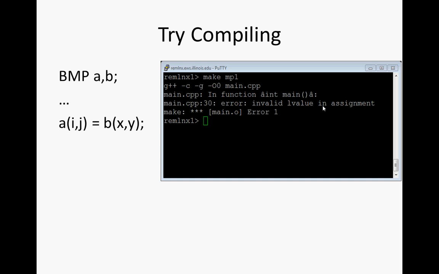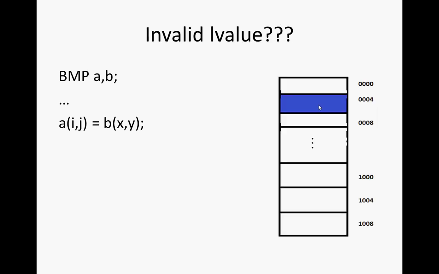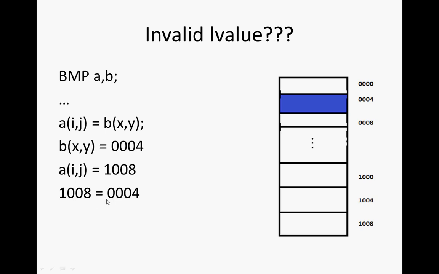So let's try and figure out what that error actually means. Let's look at what B of XY gives you. Remember, it returns a pointer, so it's just a memory address. So it points over here to this memory address. And A of IJ similarly returns a memory address, so it returns this one. So what this statement is really saying is try and assign the number 4 to the number 1008. And 1008 isn't a variable, so this doesn't really make sense, and the compiler doesn't know what to do, so it gives an error.